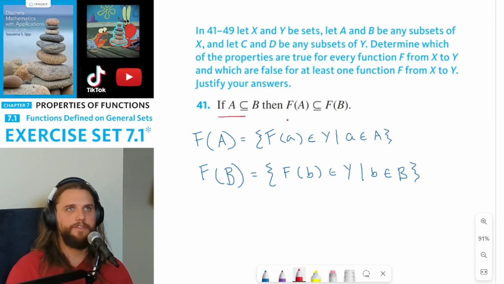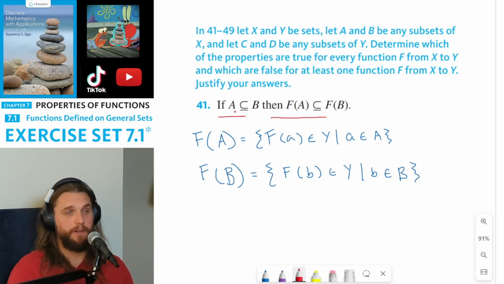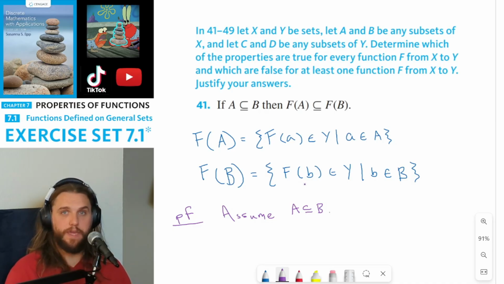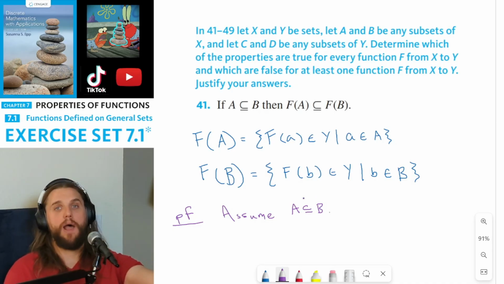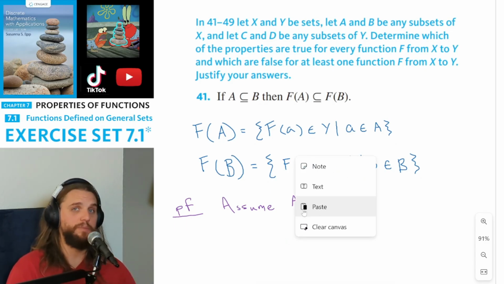Now, this is an if-then statement. There are a couple of approaches to if-then statements, but in this case, I think we should focus on the simplest way, which is the direct proof, where we assume the if part. So we'll start our proof by saying, assume A is a subset of B. So we get to have this property for free. We get to assume that A is a subset of B throughout this entire proof. This will be important for later on.